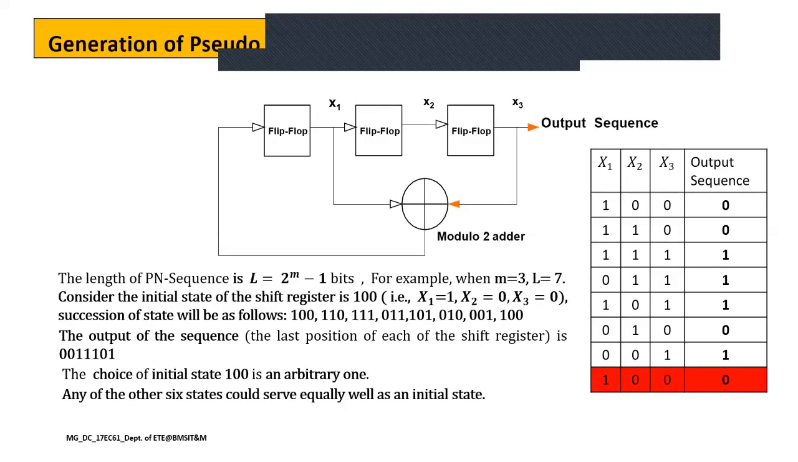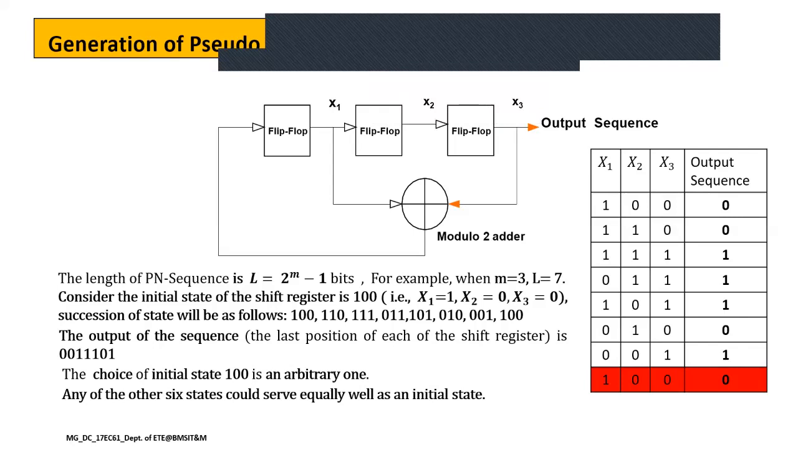Then next is 0, 1, 1. So 0 is X1 and 1 is X3. So 0 XOR 1, again it will be 1. That will be fed to the first flip-flop. So next state becomes 1, 0, 1. And the output will be this X3, that is 1.